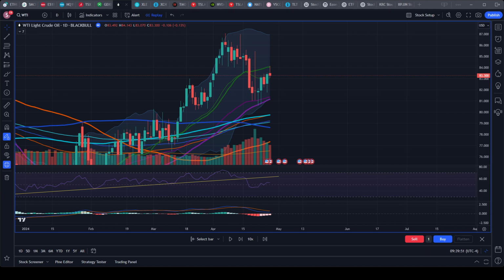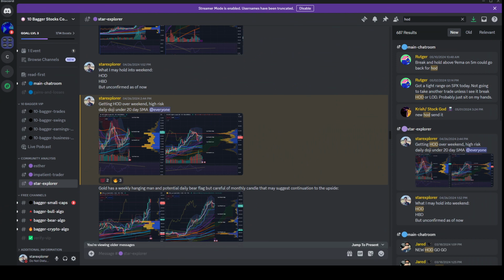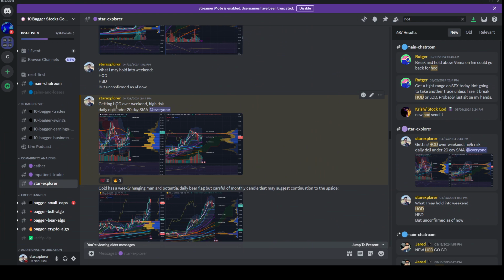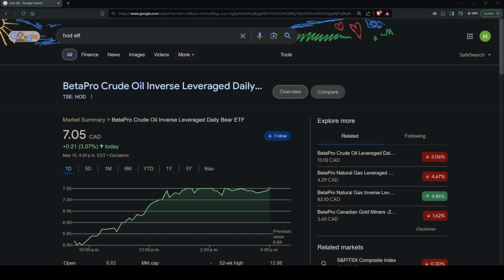So today's topic is why I shorted oil on April 26. We're going to learn how I know when is a good entry and, two, when to take profits. Regarding the entry, I said on April 26 that I was going to take HOD over the weekend and that we have a daily doji right there under the 20-day moving average. SMA is simple moving average. For those of you who don't know what HOD is, it's basically the Canadian ETF to short oil with 2x leverage.